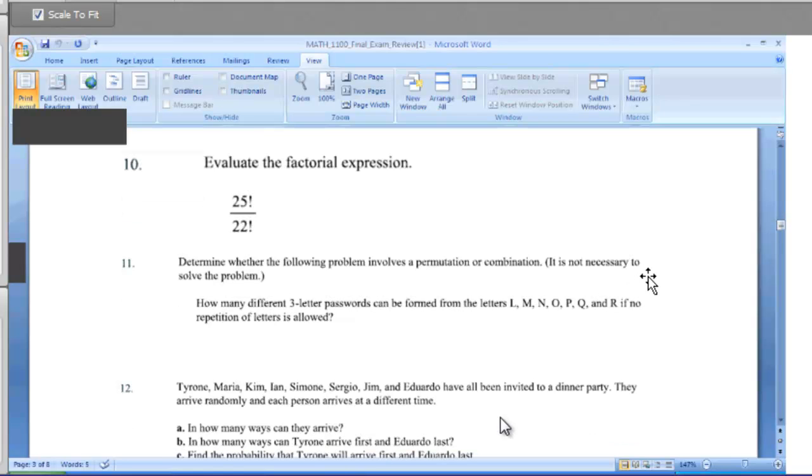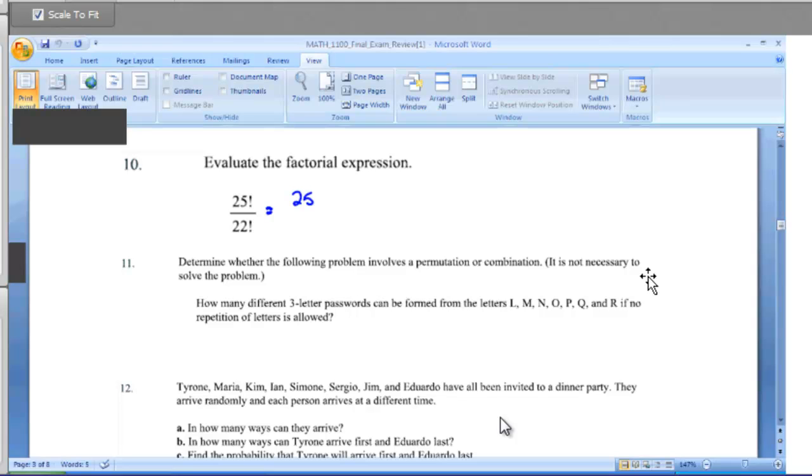Okay, and for 10, it can be a calculator problem if you just want to enter it in with the factorial button, which is the little exclamation point, factorial. Or we can actually work it out, and it's not too bad by hand. So 25 factorial means 25 times 24 times 23 times 22, and so on, all the way down to 1.